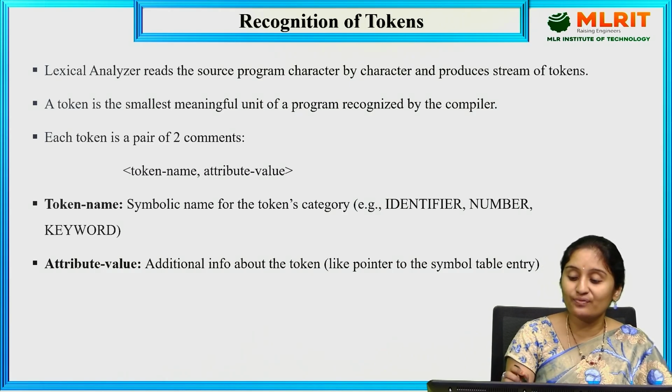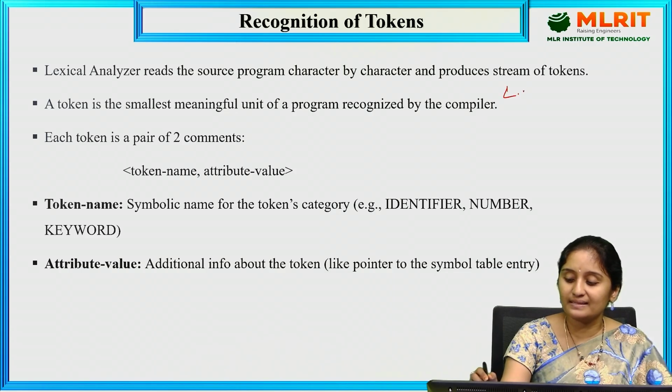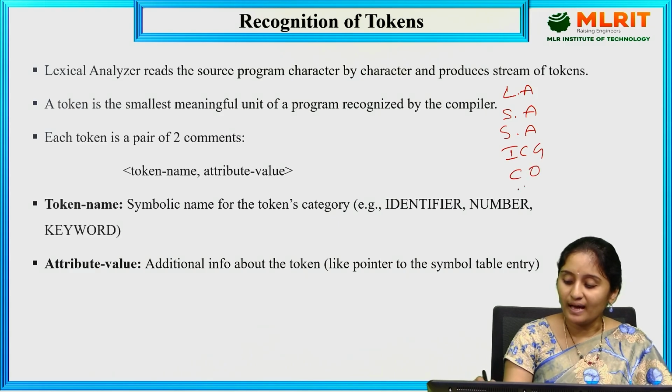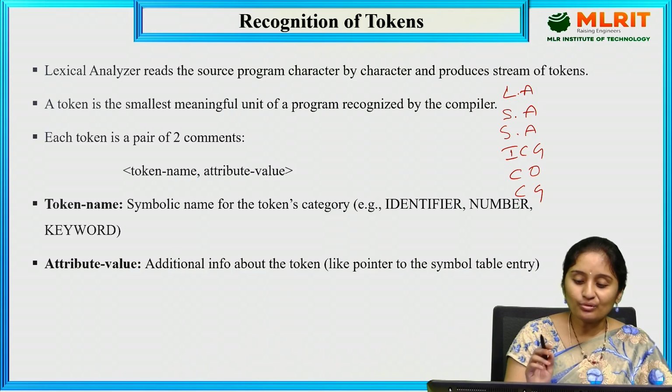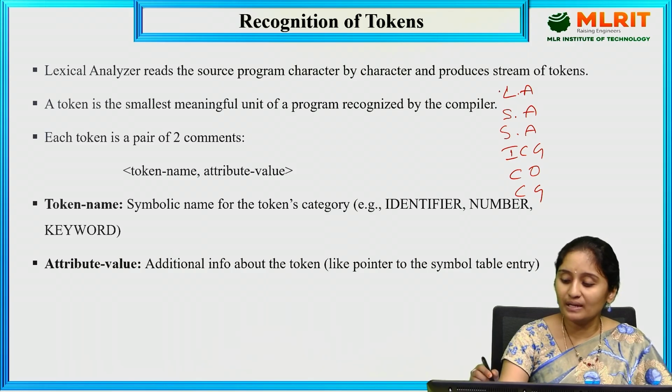Actually, there are 6 phases in a compiler. The first phase is the lexical analyzer, and the second phase is the syntax analyzer. The third phase is the semantic analyzer, and the fourth phase is the intermediate code generator. The fifth phase is the code optimizer, and the sixth phase is the code generator. So these are the 6 phases of a compiler. Here we are going to discuss the lexical analyzer.